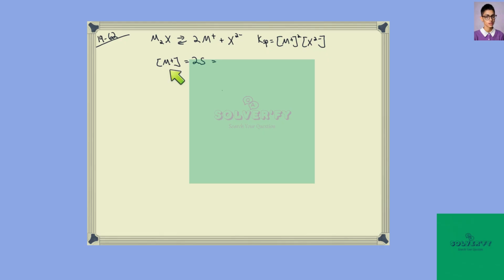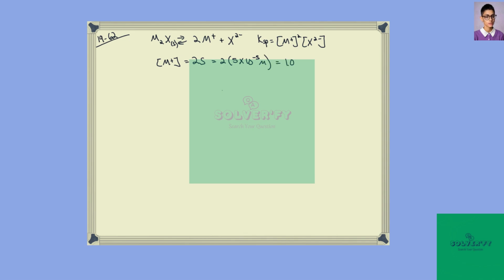The molarity of the M+ concentration will be equal to 2 times molar solubility, because every time 1 mole of the solid dissolves, we get 2 moles of the ion M+. However, the concentration of X2- will simply be equal to molar solubility, because every time 1 mole of the solid dissolves, we get 1 mole X2-. So knowing molar solubility, we can solve for the concentration of M+.